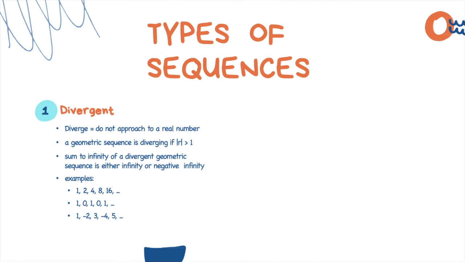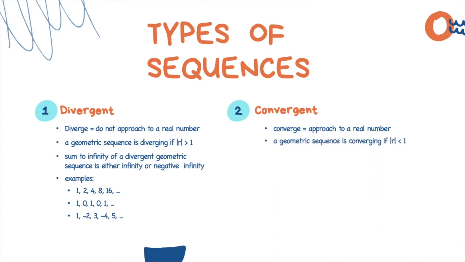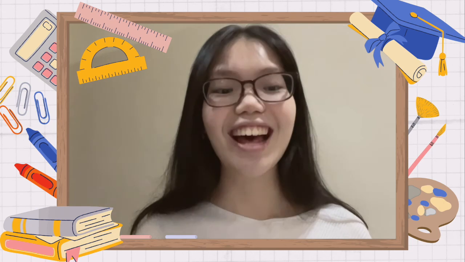On the other hand, convergent sequences converge, or approach a real number. A geometric series is converging if the absolute value of its common ratio is smaller than 1, and its sum to infinity can be found using the formula S sub infinity is equal to a sub 1 over r minus 1. As you may have noticed, this formula is the simplified version of the formula we used before.